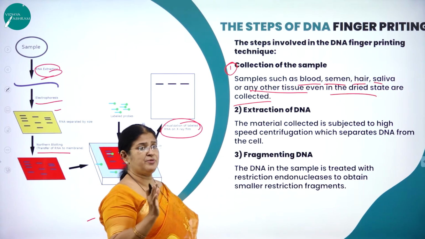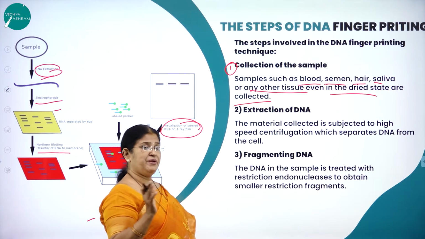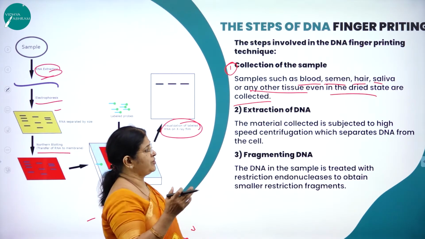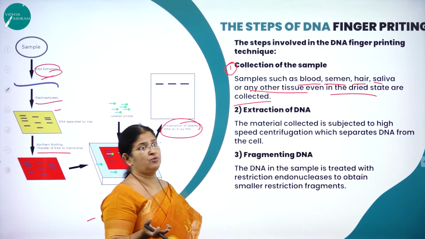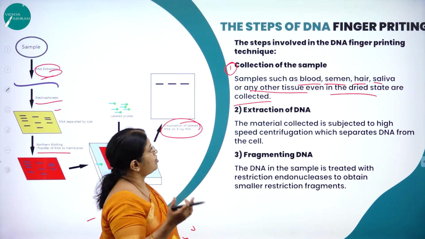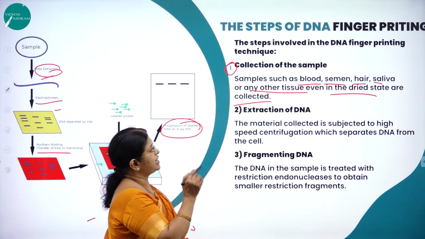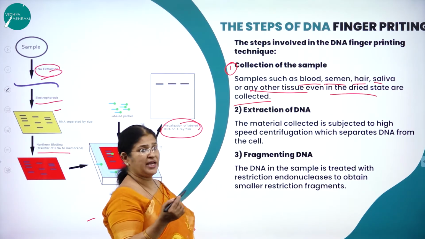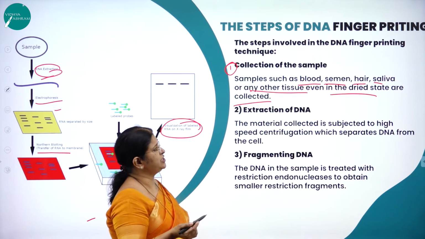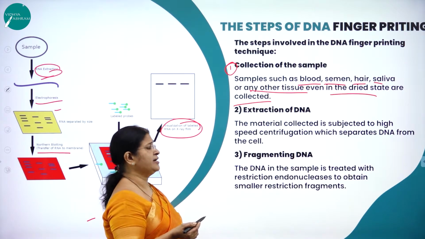So first and foremost is collection of the sample, maybe from the site of crime or from the individuals who have overcome that crime. Even from the victims it is collected. So samples such as blood, semen, hair, saliva or any other tissue even in the dried state are collected.